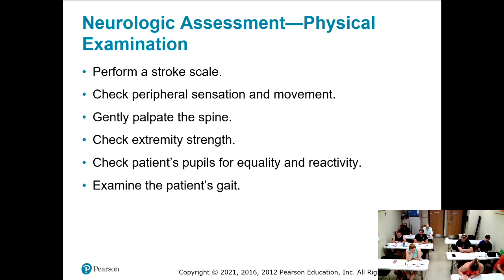Check for pupils. So we want to see if they're equal, reactive. So we take a little flashlight, shine it in and out. And then also gait. Anyone know what gait is? Balance. Yeah, it's your balance, the way you walk. So if they get up and they're walking, you can ask them, is that how they normally walk? Oh yeah, that's how they do. Perfect, that's normal. Or are you looking for someone that's drunk? That would be more of an abnormal gait.